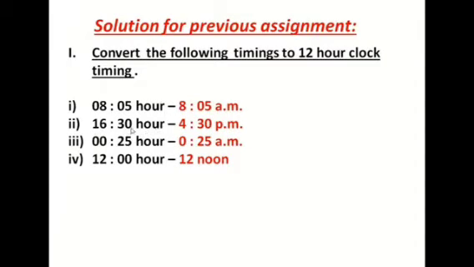16:30 hour. So 16 is more than 12. You have to subtract 12 from 16. So 16 minus 12 means 4. So it will be 4:30 p.m.